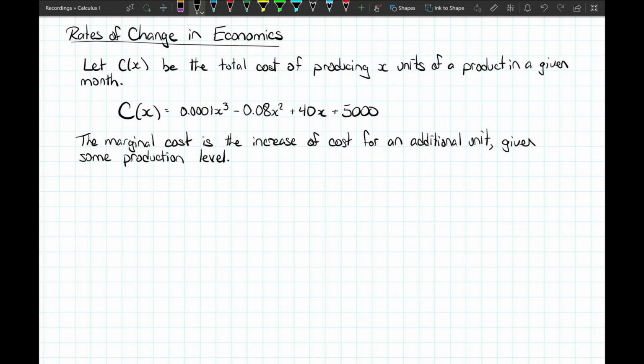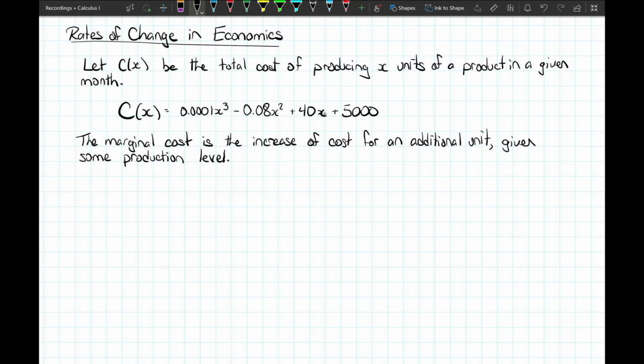In economics, we might be taking a look at something like the total cost to produce X number of units in a given month. And here's an example of a cost function. You can see that it relies on X, but there's one term here of 5,000, and that would be what we call fixed cost. Whether we make any units or not, there are going to be some costs associated with just running this business.